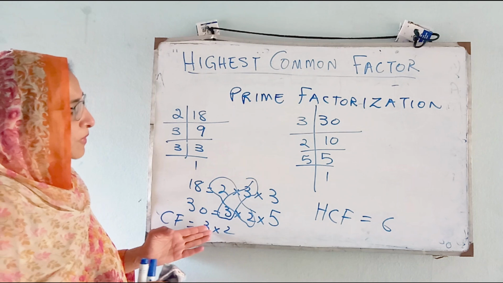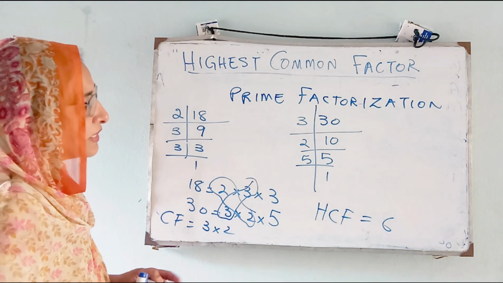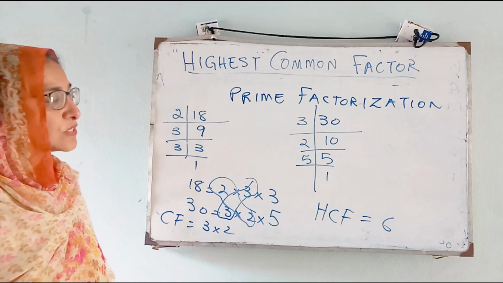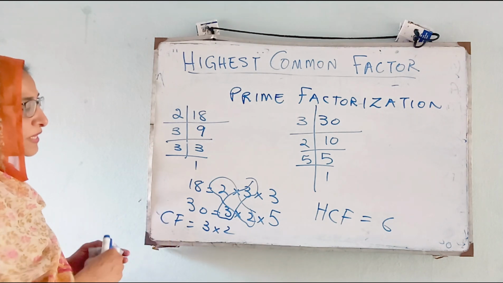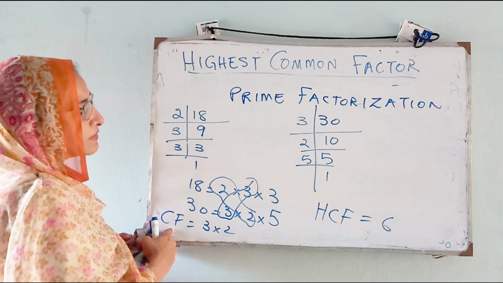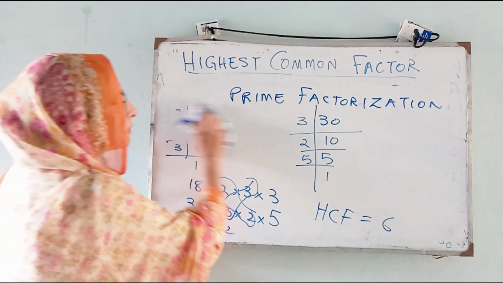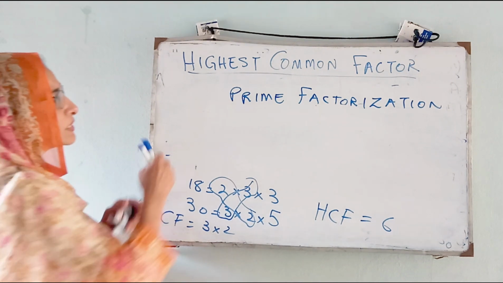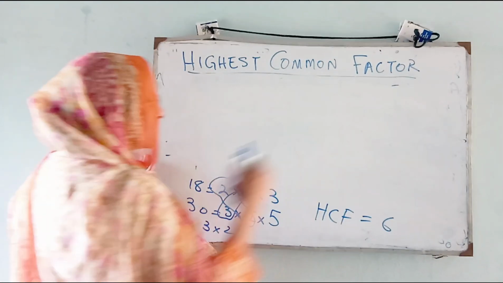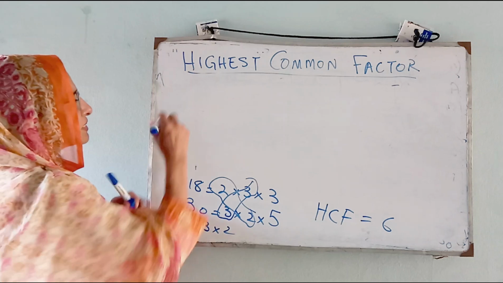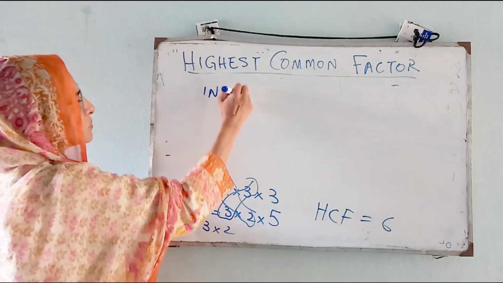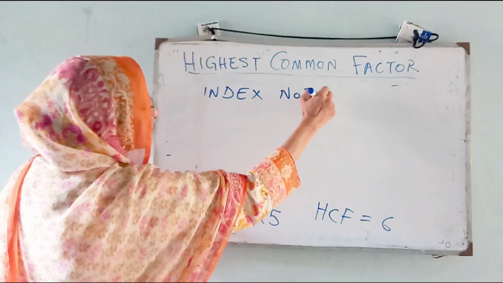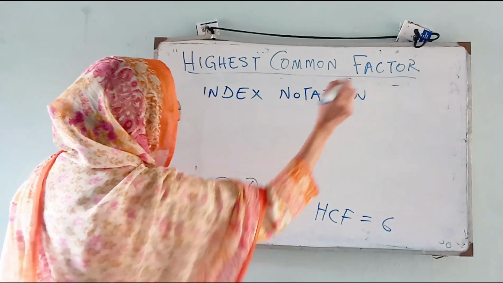With the help of this prime factorization, we are already familiar with the index notation. And this is another method to find the HCF, the method for the index notation. Using the index notation, we can find out the HCF. Index means power. Yes, we are familiar with that.